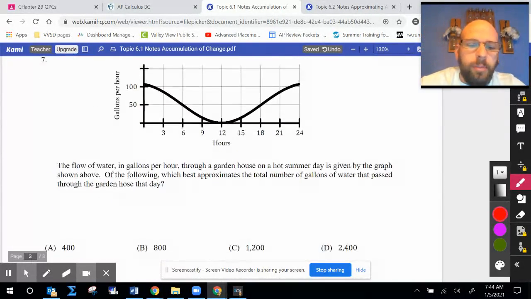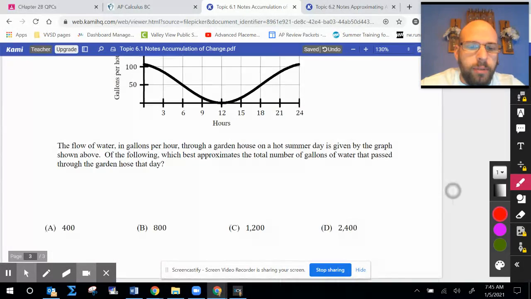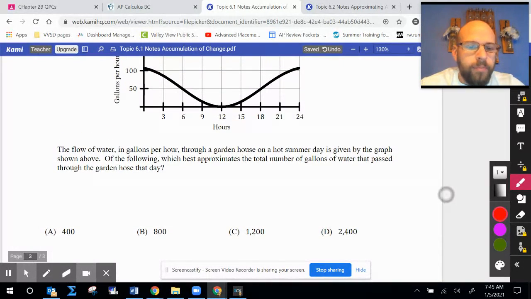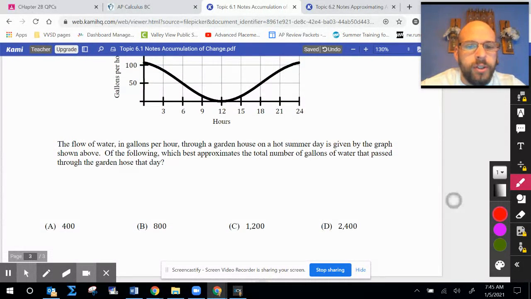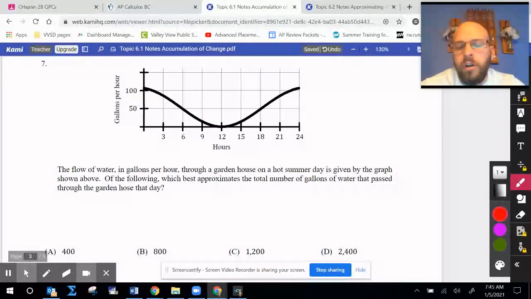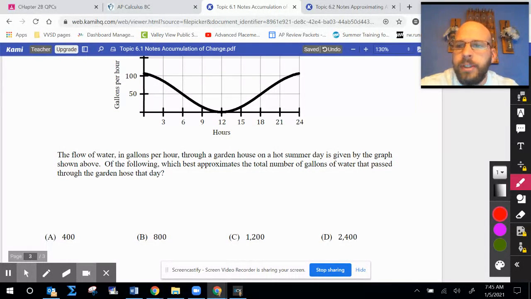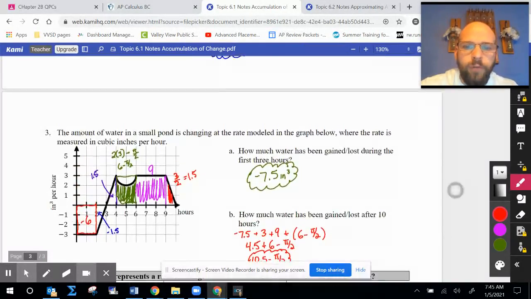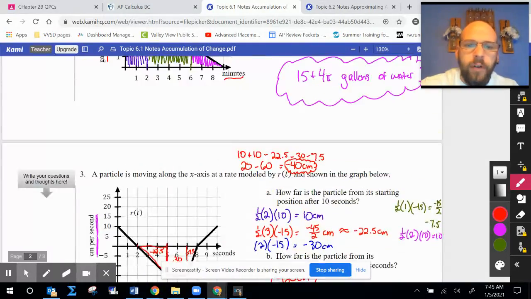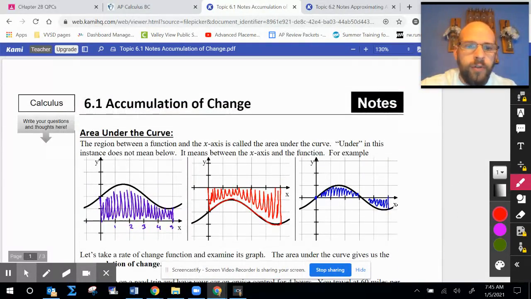Okay. And then there's a couple just little test prep questions. There's one little test prep question right here. Which of the following best approximates the total number of gallons of water passed through the garden hose on that day? Now, if you notice that this is a curve, it looks very much like a sine or a cosine function. We're going to investigate this problem a little bit more in topic 6.2. We're going to talk about Riemann sums. So again, hopefully this helped. Accumulating the areas under the curve is the first step to integration, and there'll be a practice to follow.